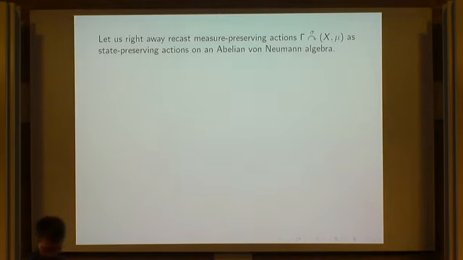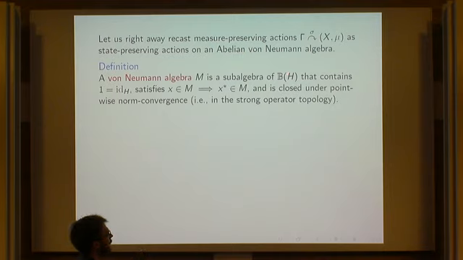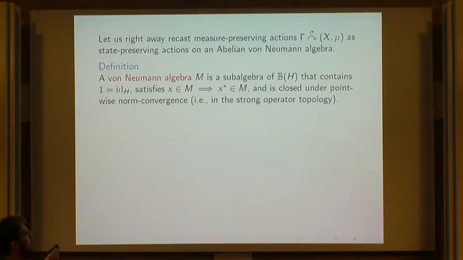Okay. So I work with von Neumann algebras. So let's right away try to translate these actions into actions on von Neumann algebras. Just to remind you, a von Neumann algebra is a subalgebra of B(H), the set of bounded linear operators on some Hilbert space, which contains the identity operator, which is closed under taking adjoints of operators, and which is closed under pointwise norm convergence, where the norm there refers to the norm on the Hilbert space. That's usually called the strong operator topology, for functional analysts.